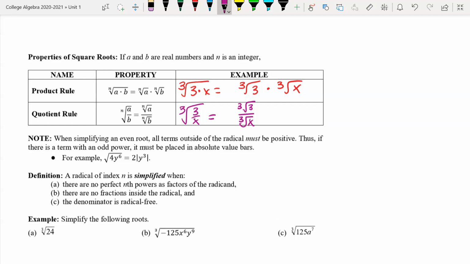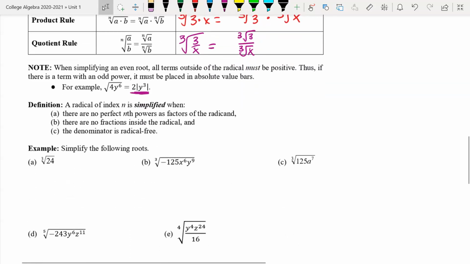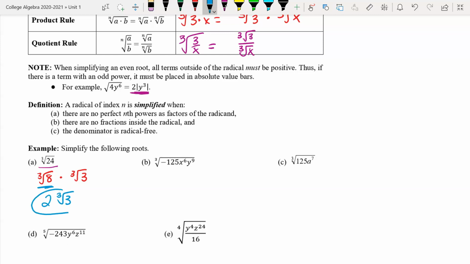Again, just like last time, make sure if it's even, we have to put absolute value around it. So just to review. This one's going to be odd, but notice the cube root of 24 is not a perfect cube root. So I have to think of what cube root goes into 24. Well, the cube root of 8 is 2. Does 8 go into 24? It does 3 times. So I can simplify this to get 2 times the cube root of 3. That's as far as you can go because you can't figure out the cube root of 3.